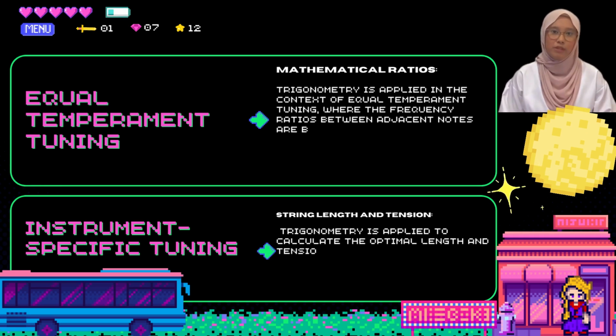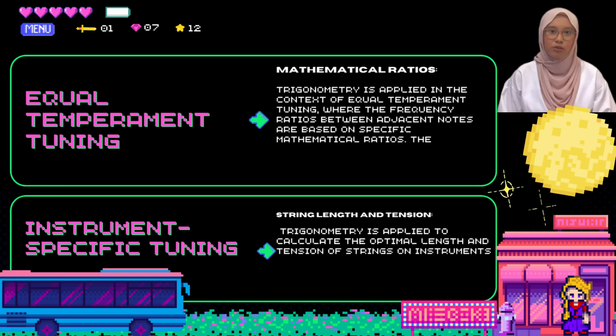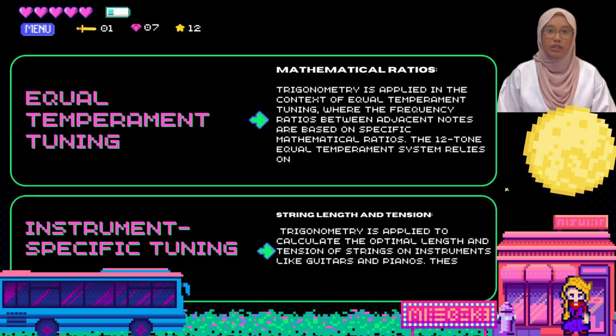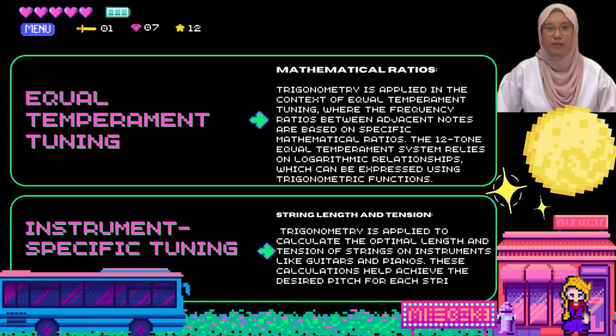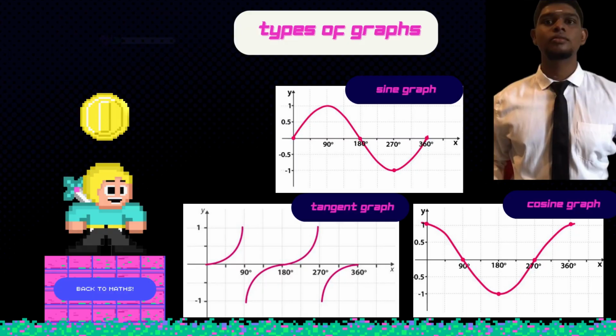Lastly is instrument-specific tuning, where trigonometry is applied to calculate the optimal length and tension of strings on instruments. This calculation helps us achieve the desired pitch for each string.